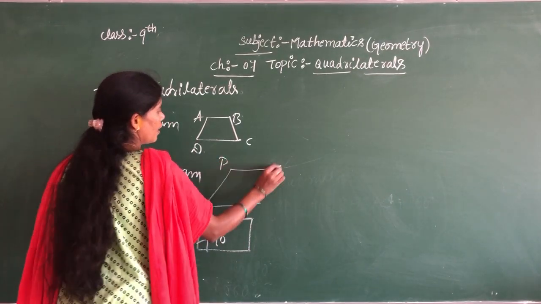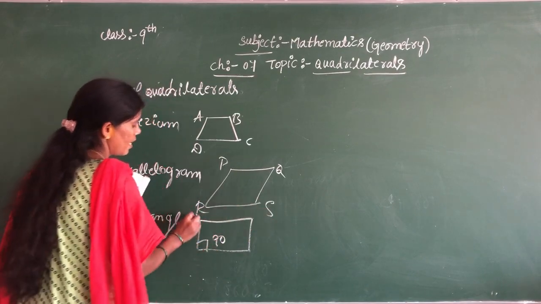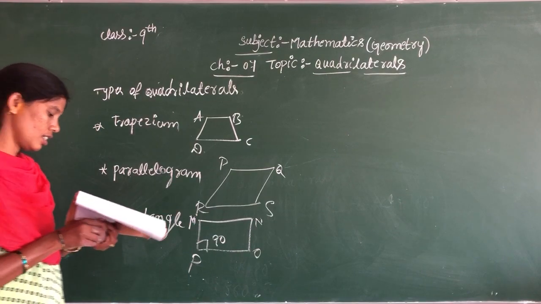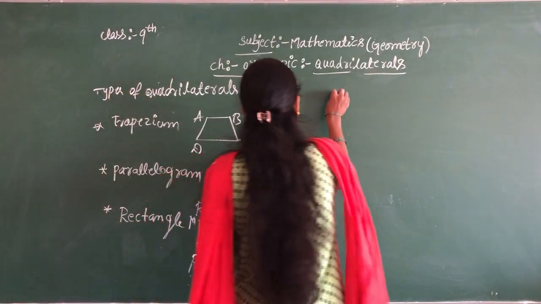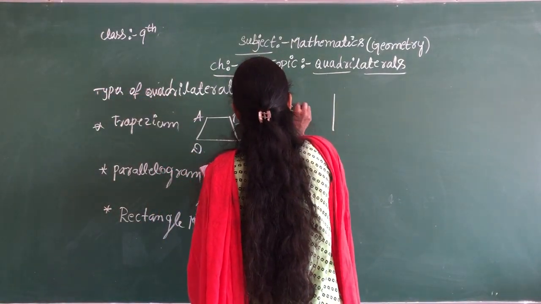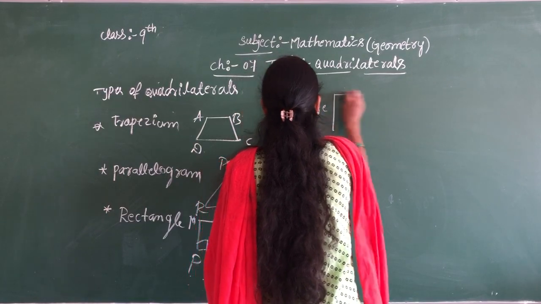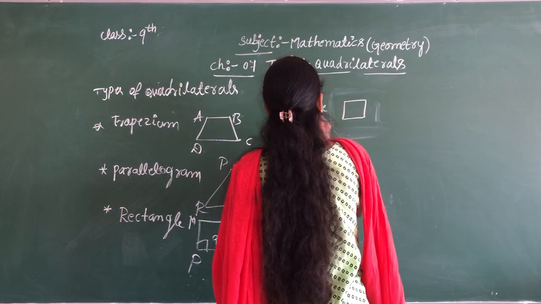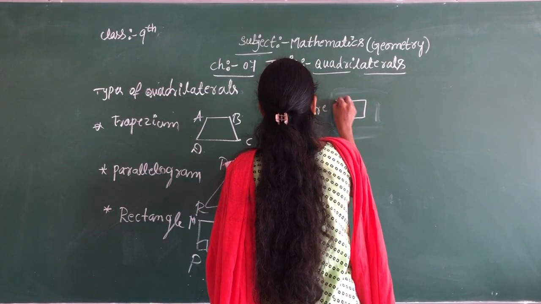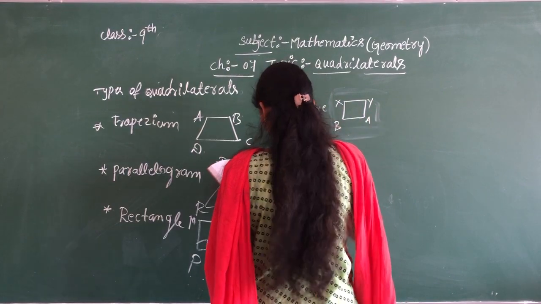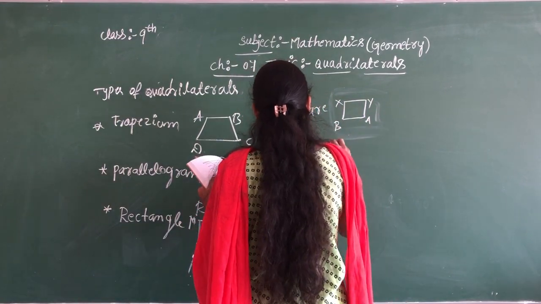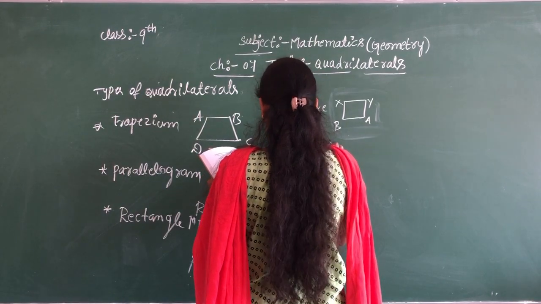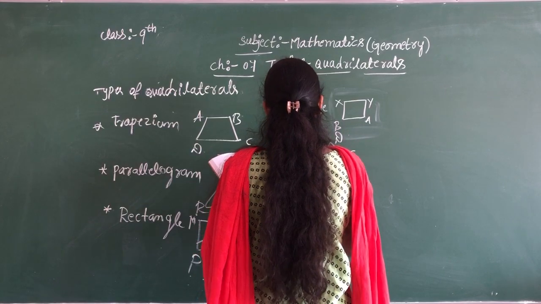This is P, Q, R, S, M, N, O, P. Now next, square. Next, kite, A, B, C, D.